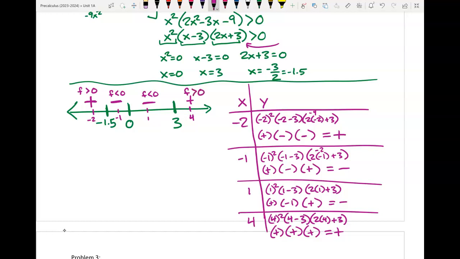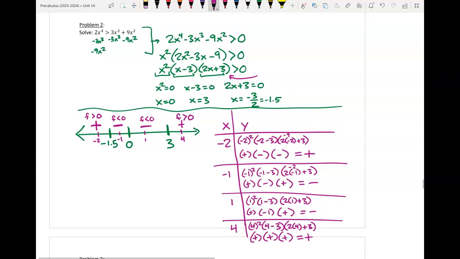Now, let's go back and figure out which one did we want, greater than 0 or less than 0. What was it? And that is right here. We are greater than 0. Now, we can't include the endpoints because we did not have an or equal to. So that's a nice open circle on each of these. So greater than 0 is going to be here and here, it looks like.